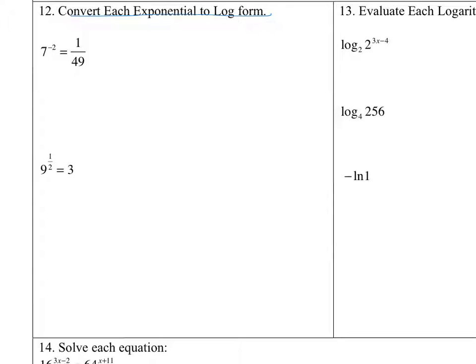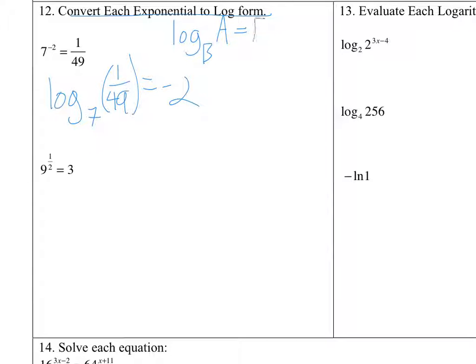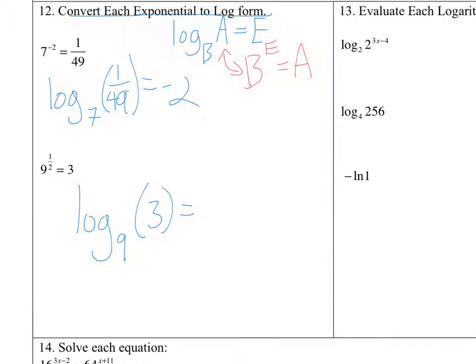Converting to logs, we're going to end up with log base 7 of 1 over 49 is equal to negative 2. That's based on recognizing the pattern that log base b of a is equal to e if and only if that same base to that exponent equals the thing inside the log. These two statements are equivalent. This is how you convert from one to the other. So this would be log base 9 of 3 is equal to 1/2 in a similar fashion.